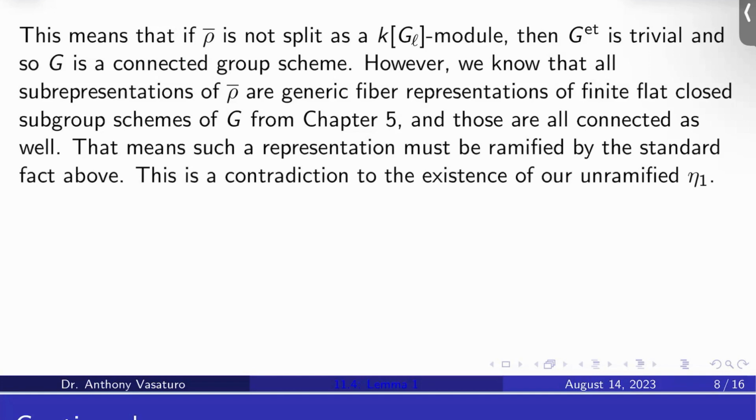However, we know that all sub-representations of rho bar are generic fiber representations of finite flat closed subgroup schemes of G. This is from chapter 5, and those are all connected as well. This means that such a representation must be ramified by that standard algebraic geometry fact that I mentioned above, but that's a contradiction to the existence of our unramified character eta 1.